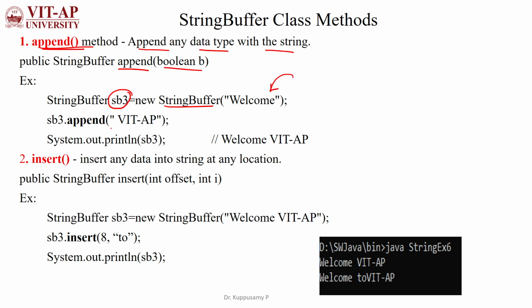Then we are trying to append the VIT with the SB3. SB3 is having welcome. So now we will get welcome VIT. So the string is appended to this SB3, right? Likewise, the insert method is used to insert any data into a string at any location.